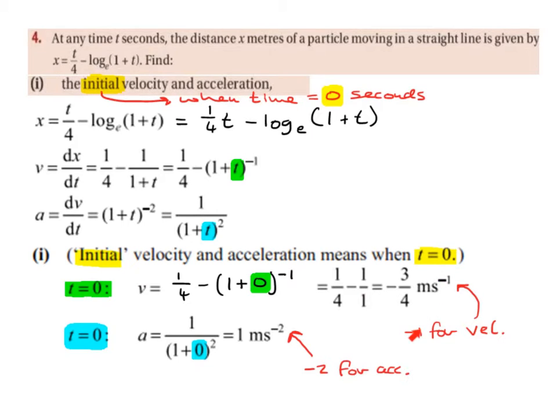The power is minus 1 for velocity, so meters per second. So we do the same now with the acceleration, which was 1 over 1 plus t squared. So t is equal to 0, so a is equal to 1 over 1 plus 0 squared, which gives us 1. So it's 1 meter per second squared, and the power minus 2 stands for acceleration.